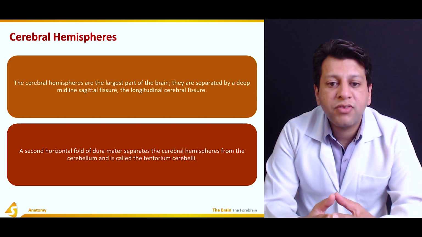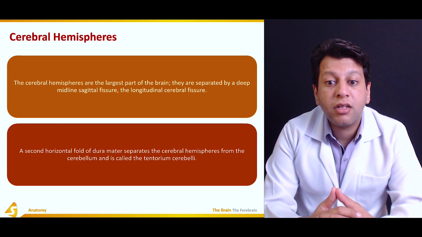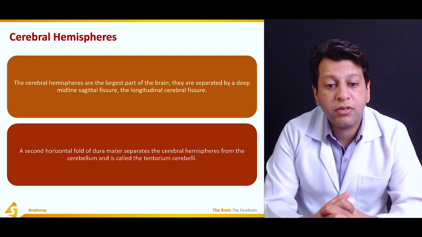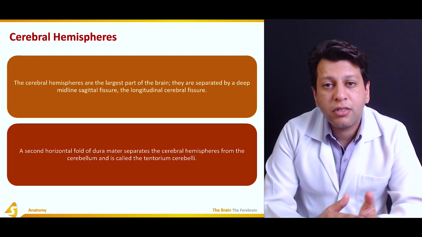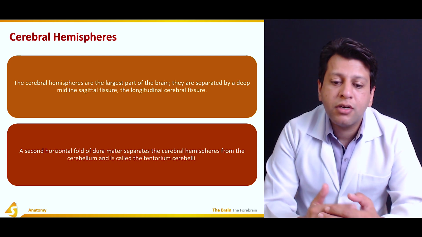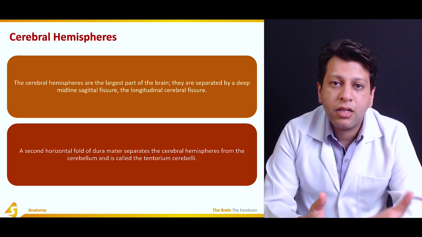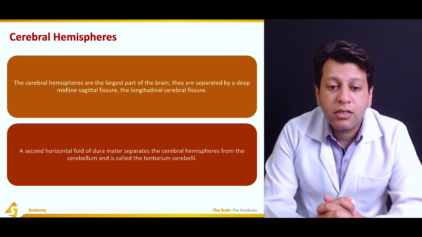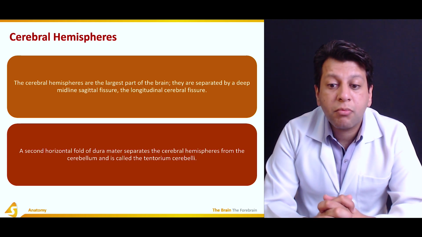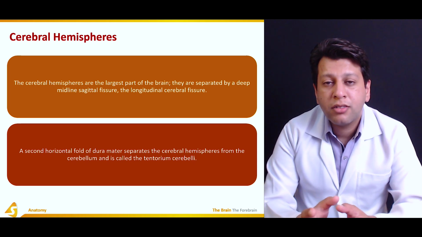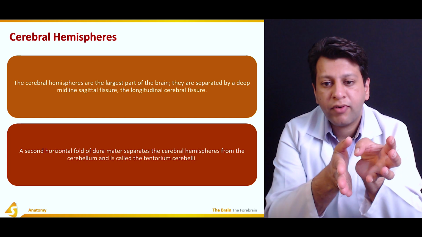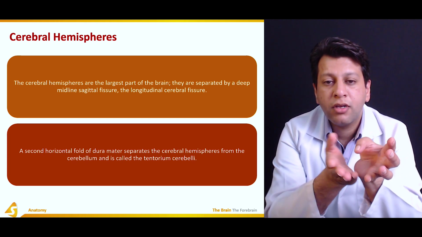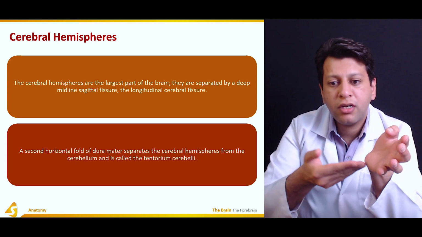The cerebral hemispheres are the largest part of the brain. They're separated by the deep midline sagittal fissure, the longitudinal cerebral fissure. Now, remember, the cortex is divided into depressions and elevations. The depressions are called sulci, the elevations are called gyri. The second horizontal fold of dura mater separates the cerebral hemispheres from the cerebellum and is called the tentorium cerebelli. The two hemispheres are further divided by the longitudinal cerebral fissure, and are separated from the cerebellum via the tentorium cerebelli.